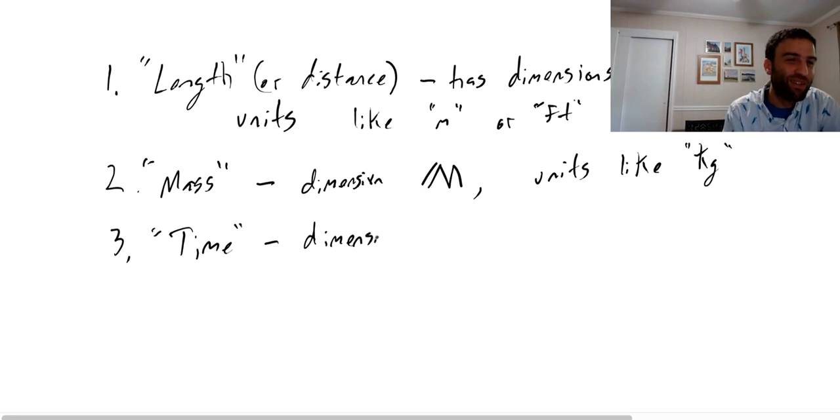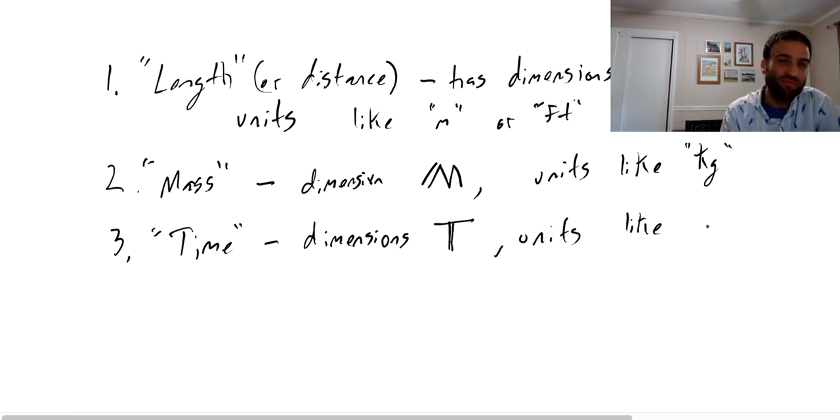So we'll say that it has dimensions of time, and maybe that looks a little too close to the letter pi, so I'll just make these a little bit closer. Dimensions of kind of bold script t, and it has units like seconds. Easy peasy, right?